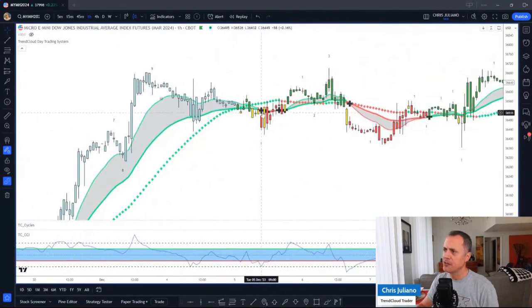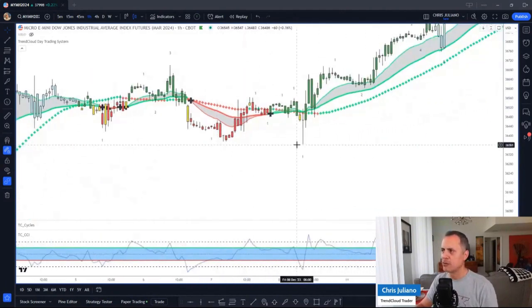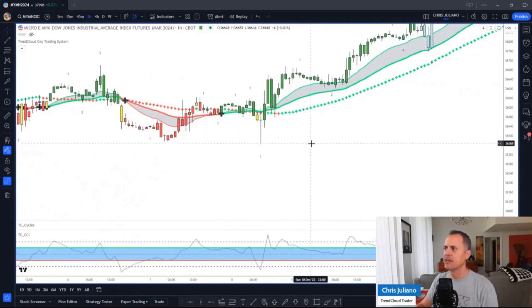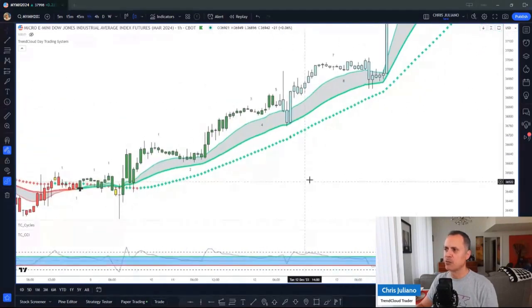And then right here, you see that plus sign, that black plus sign? That is the Trend Cloud crossover signal telling you, hey, this thing is getting ready to reverse. And what does it do? Well, it does make a move down, but then reverses again back to the upside. And then we make this really nice move up.